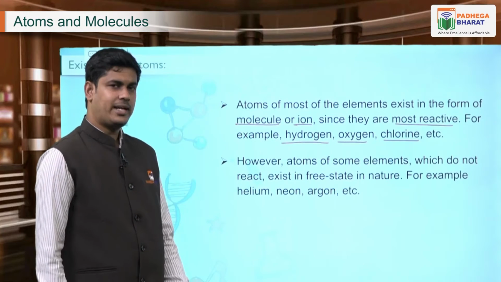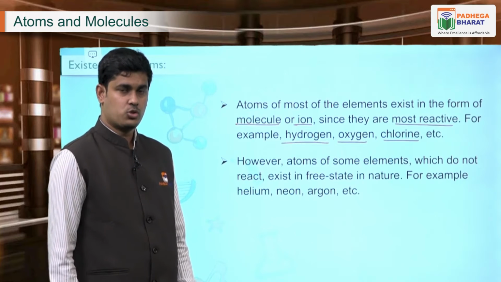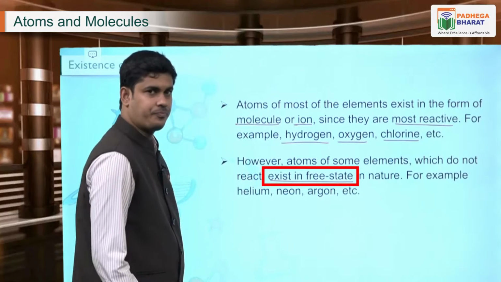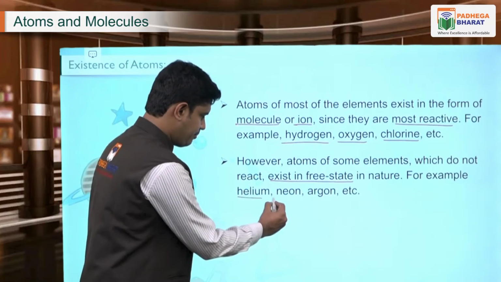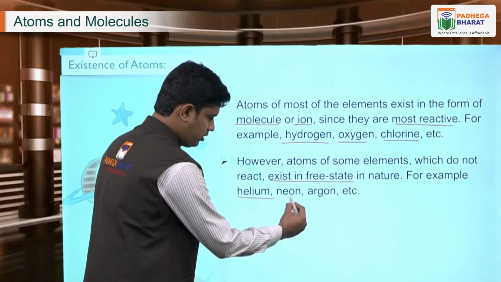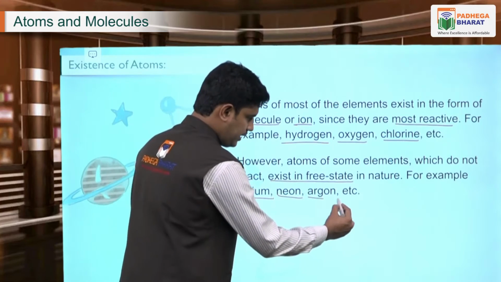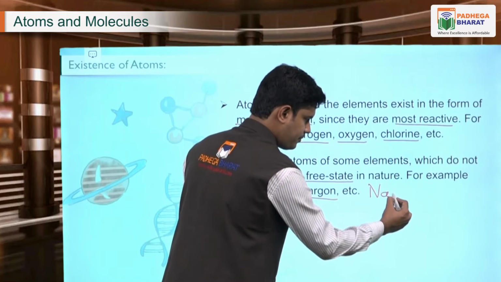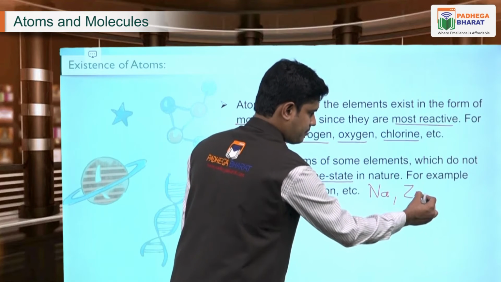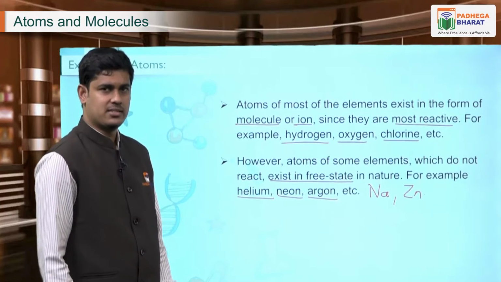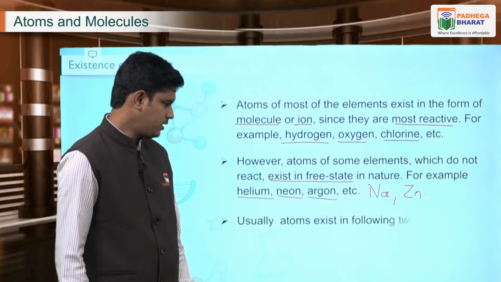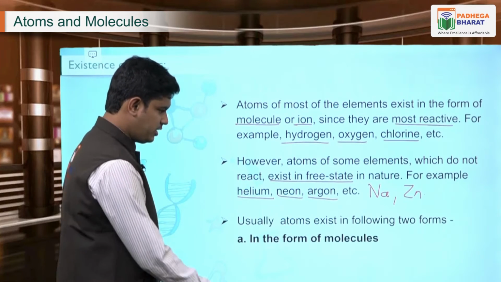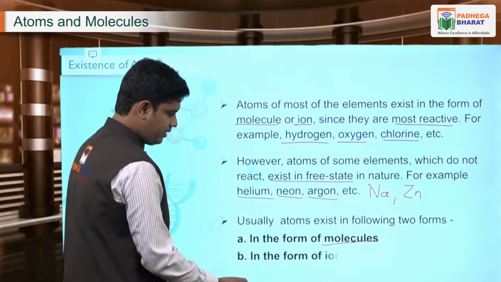Similarly, there are certain atoms which are not reactive. If they are not reactive, they are going to exist in what is known as the free state. For example, we have helium, which is a noble gas, neon, another noble gas, argon, another noble gas. To this, we can also add examples such as sodium or zinc, which are metals. Metals also exist in a free form. Usually, most of the atoms exist in the following two conditions: first, in the form of molecules, and second, in the form of ions.